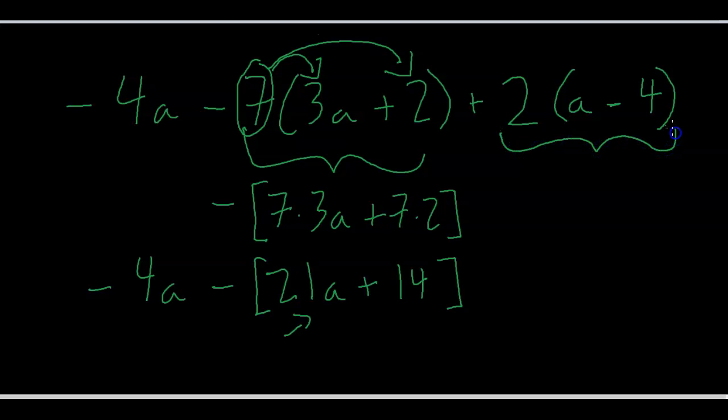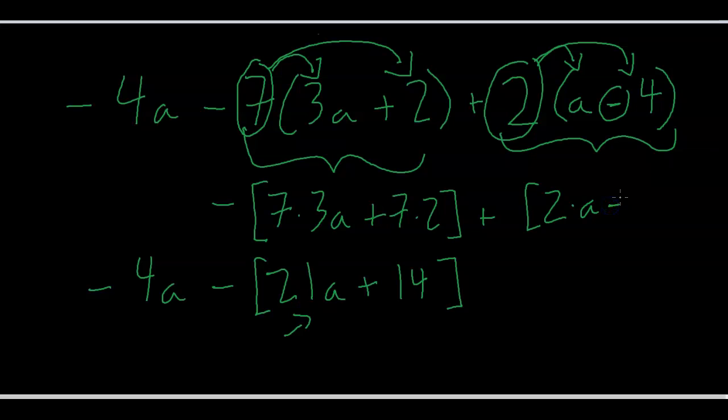Then we're going to add the result of this distribution. So we take our factor outside the parentheses and distribute it inside the parentheses. So we're going to get 2 times A minus, we're going to keep that operation inside the parentheses, and then minus 2 times 4, right? So that becomes plus 2 times A is just 2A, minus 2 times 4 is minus 8, right?